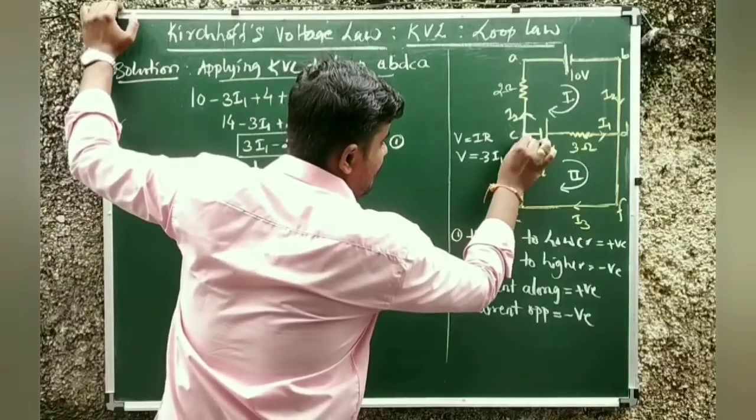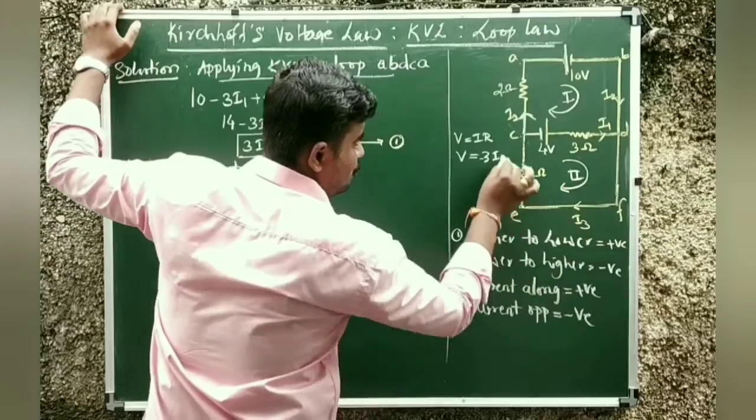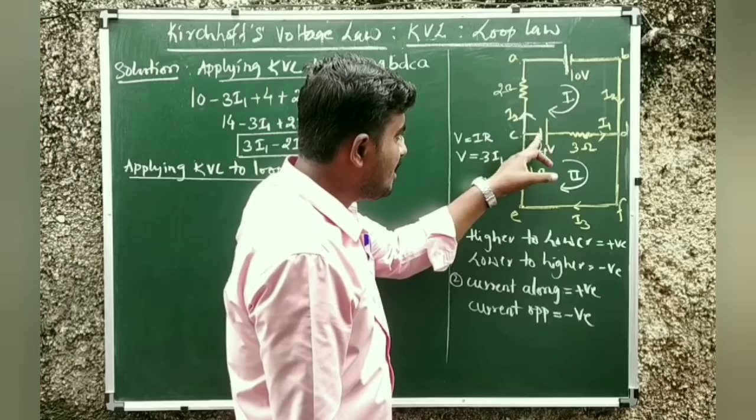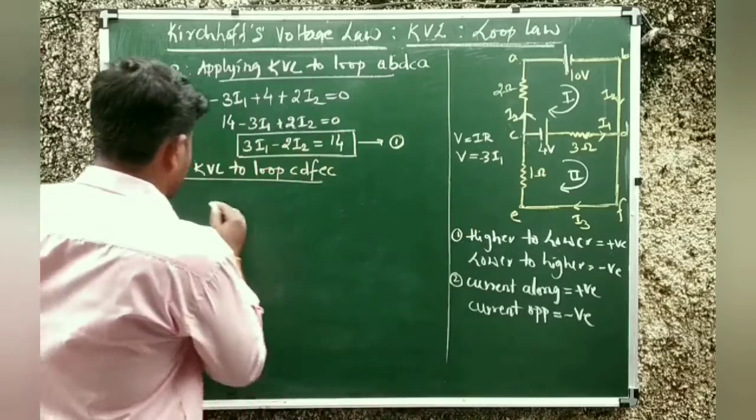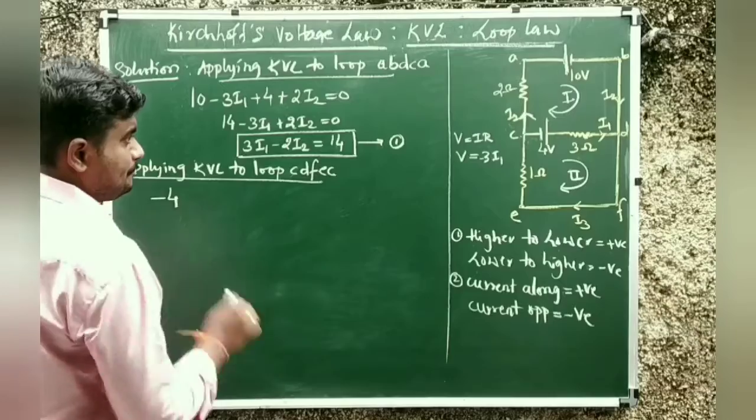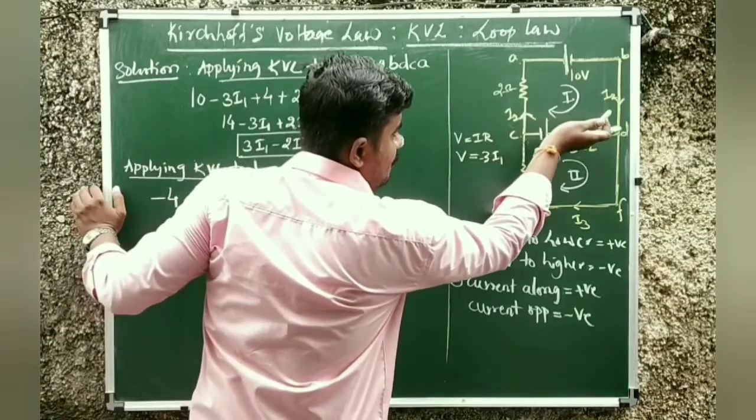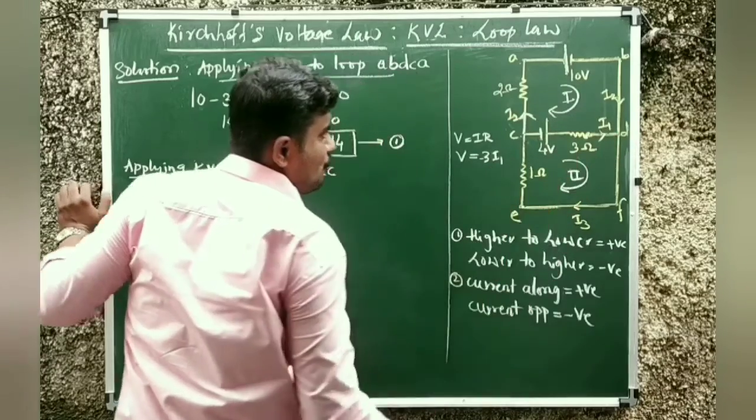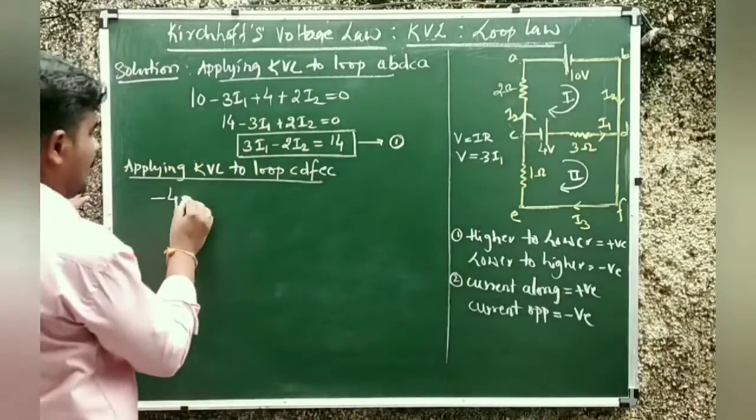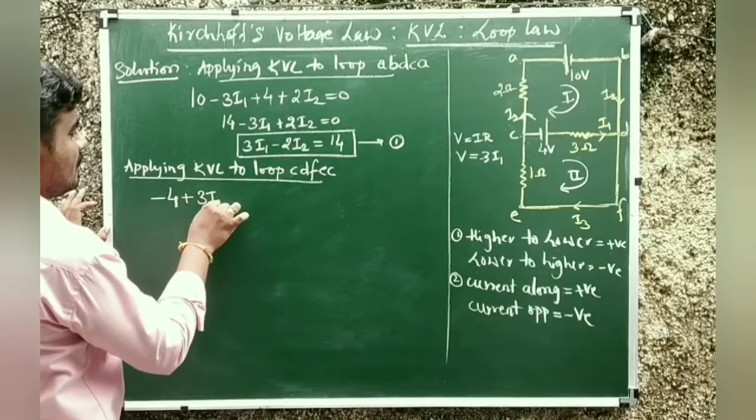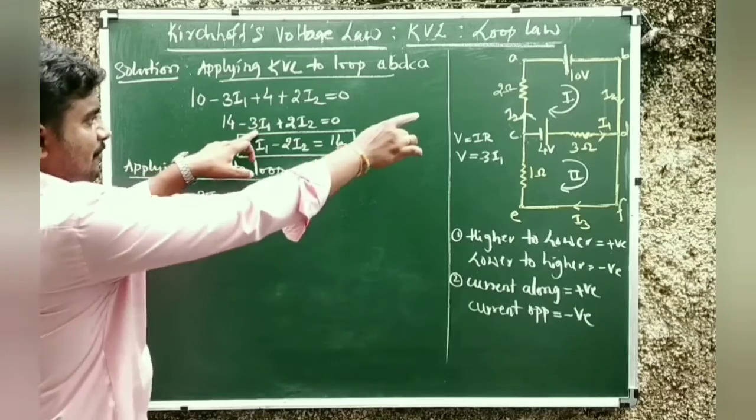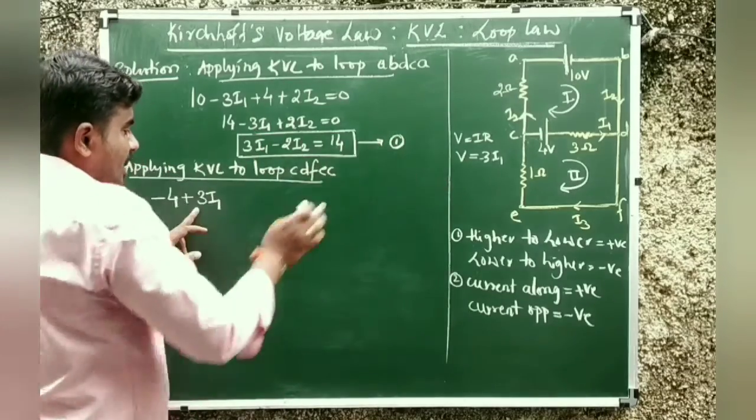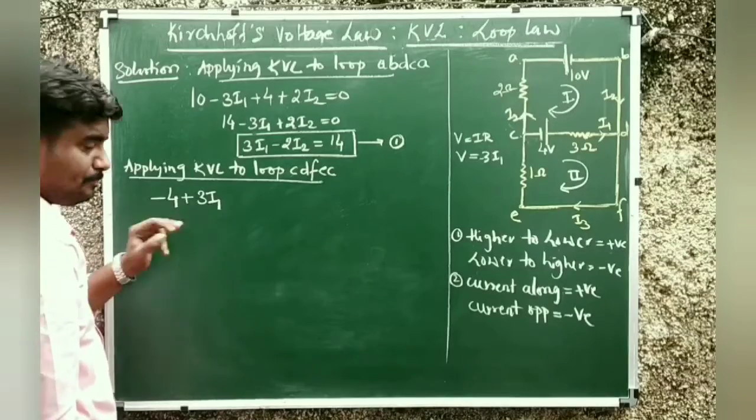You start from this point, and again you are supposed to come back to the same point, then it makes one loop. While traveling, what do you find? The negative terminal of the cell, therefore it is minus 4 volt. This way you are going along with the current, therefore current multiplied by resistance gives you voltage, therefore 3 into I1 plus 3 into I1. See here, it was minus 3I1 in the first case because you were going against the current, and now you are going along with the current, therefore I have taken it as positive.